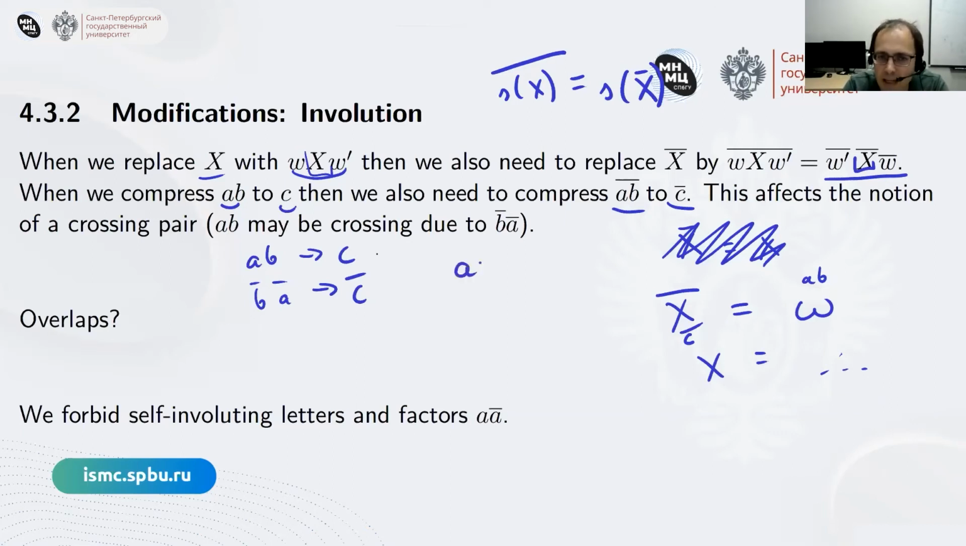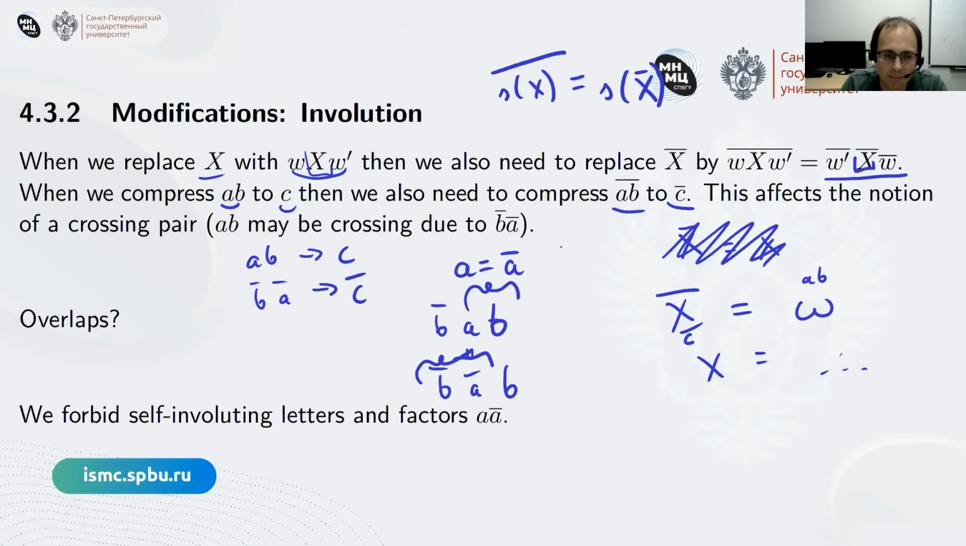So if A is equal to A bar, which in principle could happen, then it could be that we have something of the form BAB, which is the same as B bar, A bar, B, and at the same moment as AB we would like to compress this, and as an involution of the AB we would like to compress this, and of course this cannot be done.